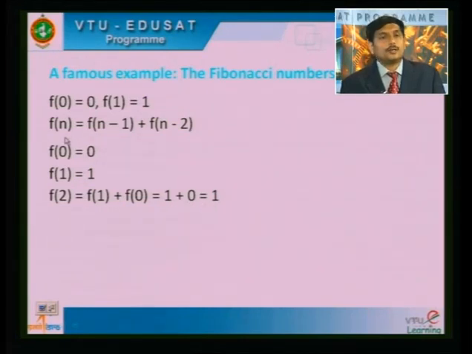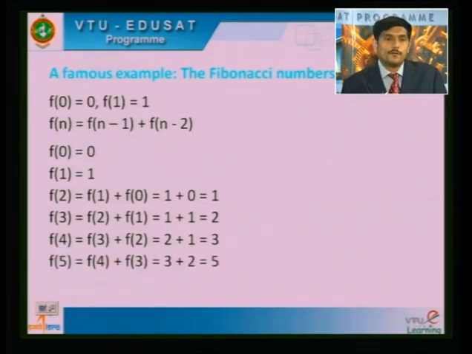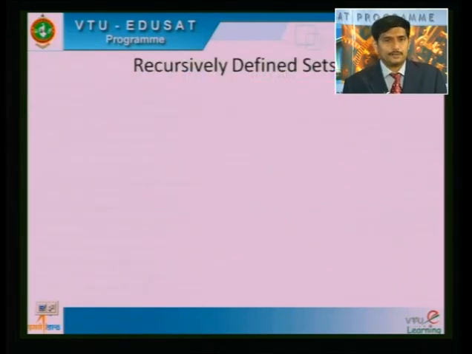If you put n is equal to 3 here for Fibonacci, we need f of 2 plus f of 1, that is 1 plus 1 is equal to 2. Similarly, if you put n is equal to 4, you get 3, and f of 5 you get 5, and f of 6 becomes 8. Similarly, we get the numbers.